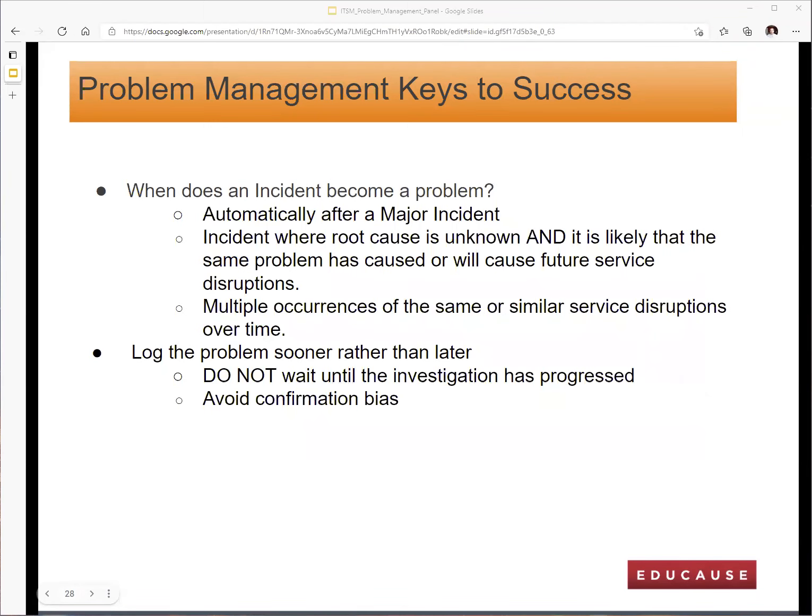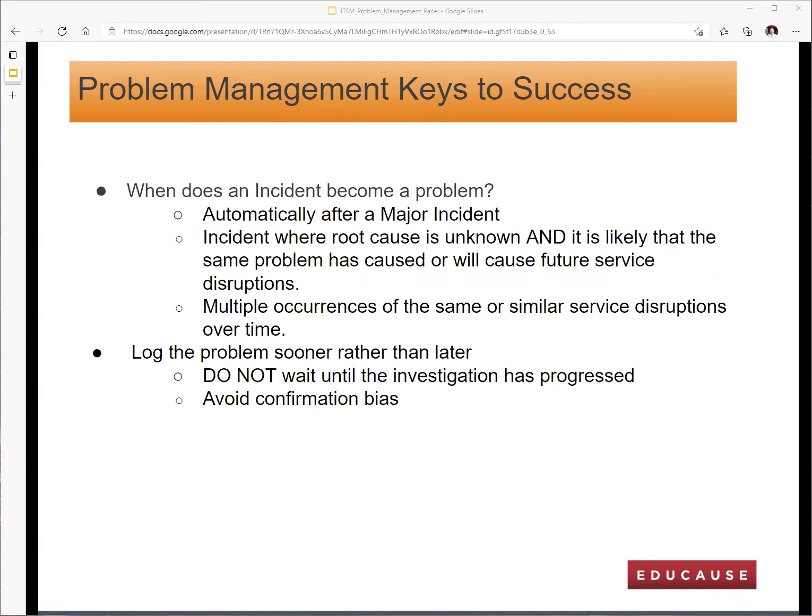Next slide, please. So when does an incident become a problem? Like some of my panelists, in the case of Princeton, we automatically create a major incident or a problem record after every major incident. I'd also like to see problem records created where the service owner is aware that there's probably something going on and they think it's going to happen again. Trying to get people to voluntarily create problem records, as Gino mentioned, is a challenge.